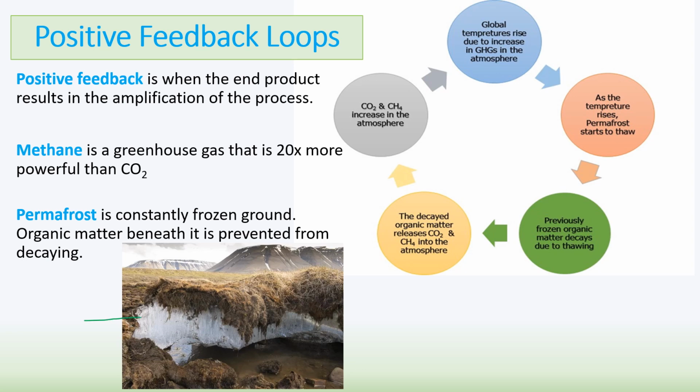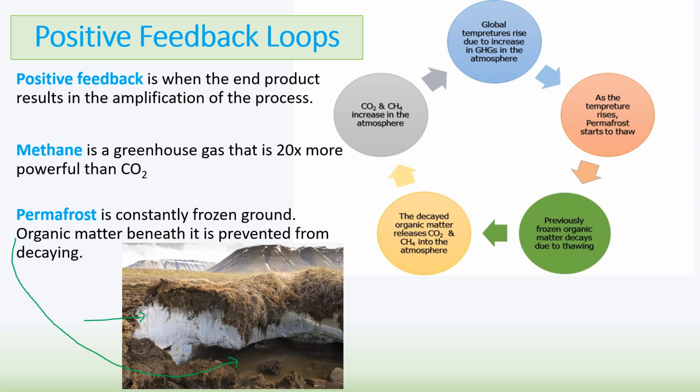Here we see some exposed permafrost, a layer of ice which is just under the ground, and therefore it keeps the ground constantly frozen. Below that layer of permafrost there is organic matter that cannot decay, and it might have been trapped there for thousands of years because the ice is preventing it from decaying.